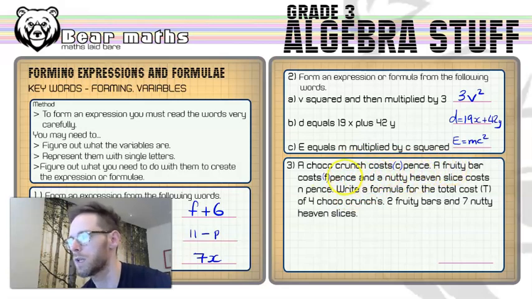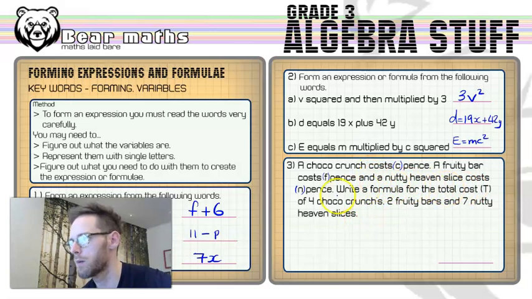Oh, are we going to follow on here? And a nutty heaven slice costs N pence. All right, write a formula for the total cost T, which is a capital T in brackets, of 4 Choco Crunches, 2 fruity bars, and 7 nutty heaven slices. Almost sounds like a Christmas song, but it's not.